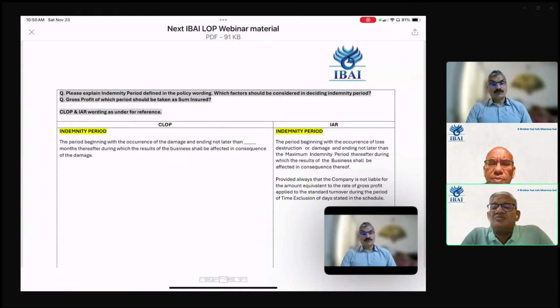It does say about the results of the business. Whereas if I go to the indemnity period under the IAR policy, it is the period beginning with the occurrence, again the zero date is the occurrence of loss or destruction or damage, and ending not later than the maximum indemnity period. The word maximum should be understood in the indemnity period in FLOP also. Then the maximum indemnity period thereafter, during which the results of the business shall be affected in consequence thereof. That is the same thing.